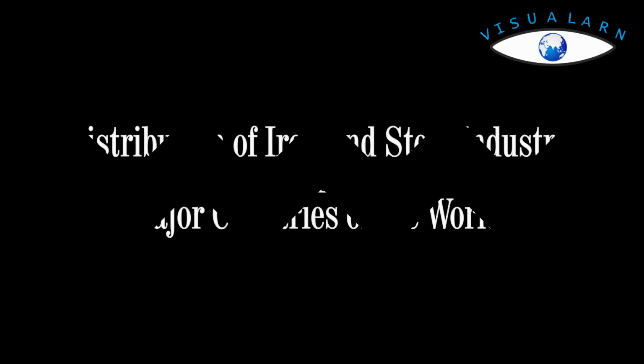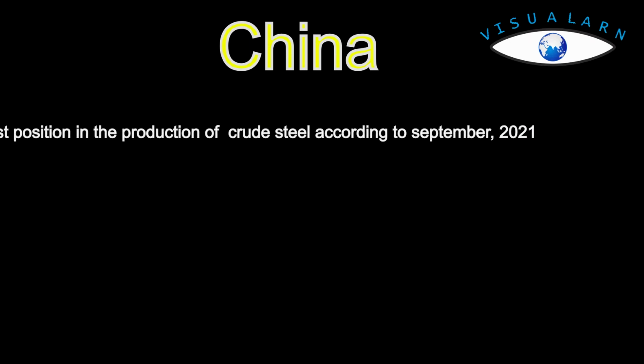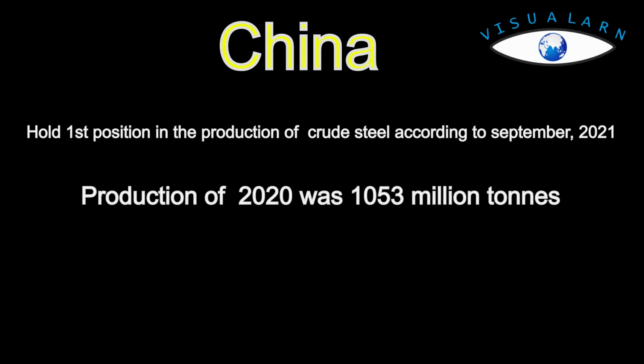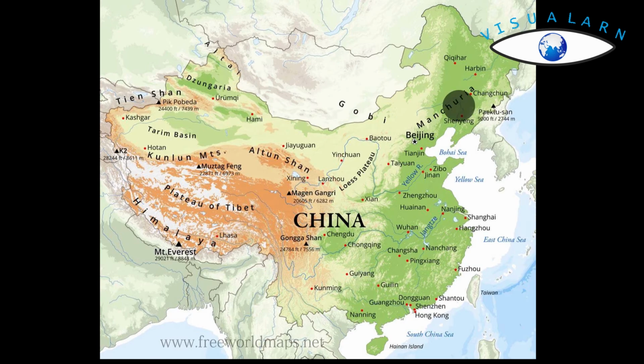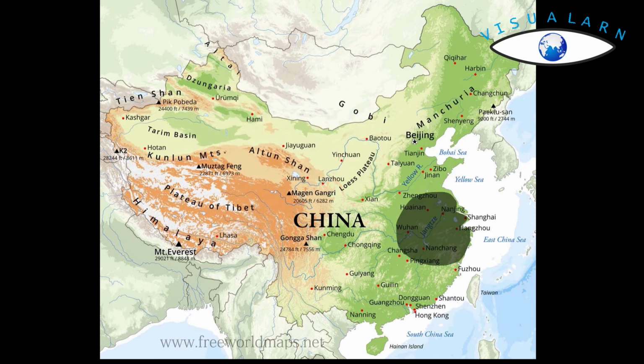Iron and steel industry in major countries of the world. Number 1, China. China holds first position in the production of crude steel according to September 2021. Production in 2020 was 1053 million tons. Major producing areas are southern Manchuria, northern China, the lower Yangtze Valley, and other centers are Qingdao, Huangxi, etc.